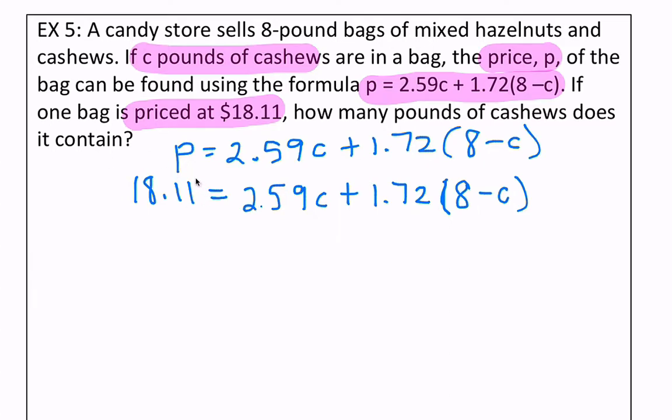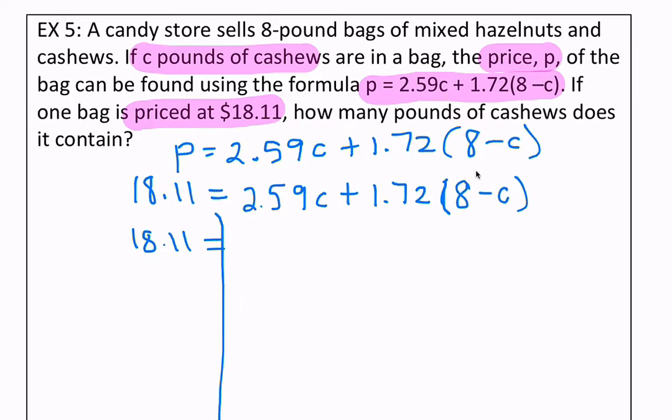Okay, so all I did, this is the formula it gave me. I just changed the P into 18.11 because it told me it was priced. P is priced at 18.11. Okay, so now what we're going to do is solve. I know I can solve it because I have an equal sign, so I draw my line. On my left-hand side, this is all I have, so let's go ahead and drop that down for now.